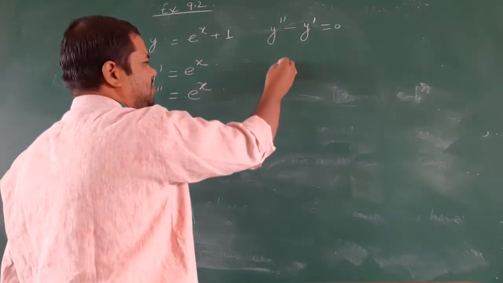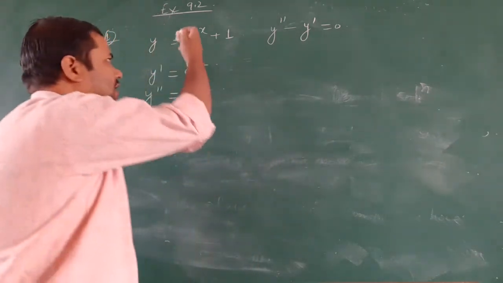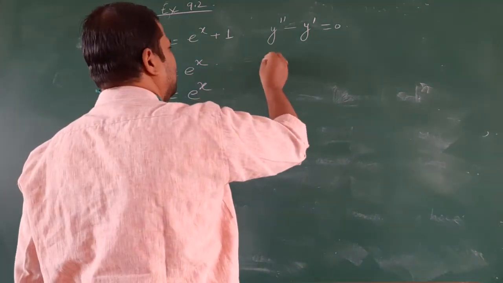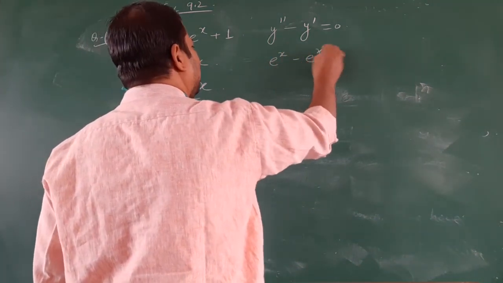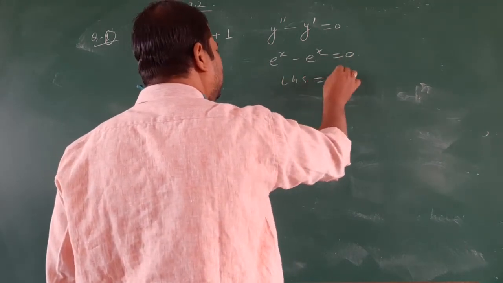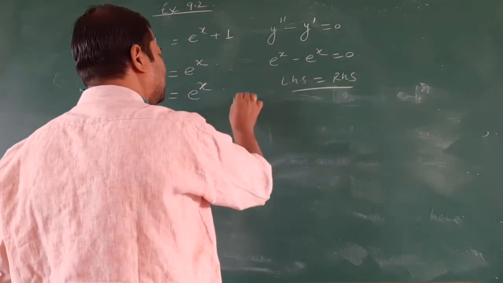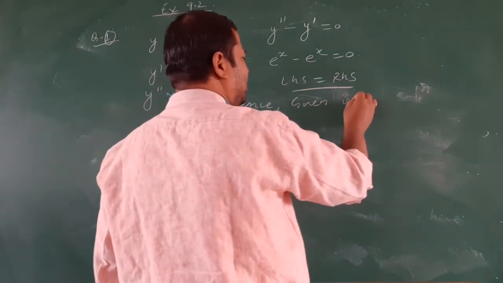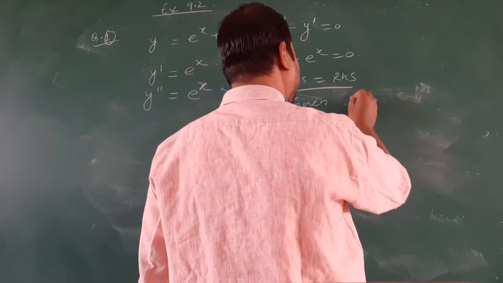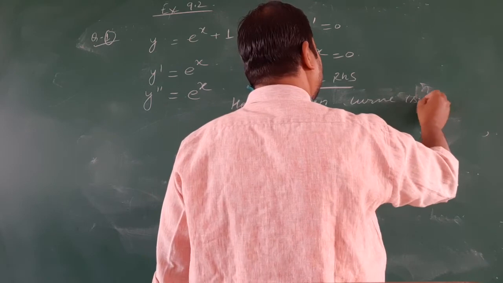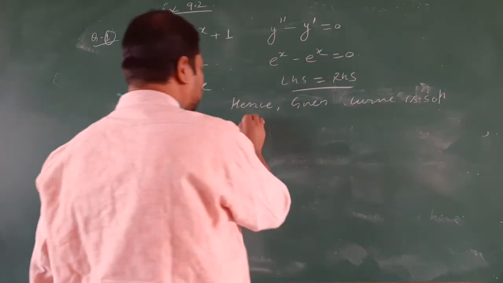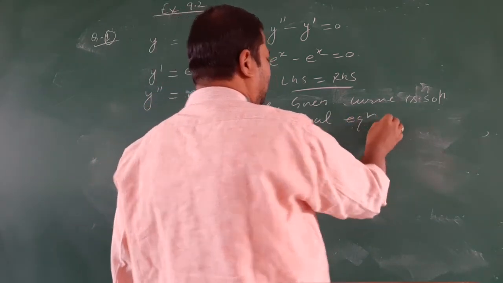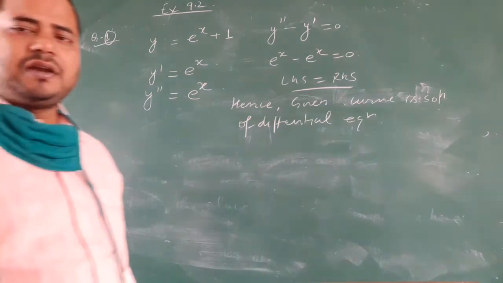So put it in this equation. If it is satisfied, then this particular value of y is the solution of the given differential equation. So put it here: e power x minus e power x, this is 0. So LHS is equal to RHS. Hence the given value of y, the given curve, we can say the curve is a solution of the differential equation. If it is not, then it is not a solution of this particular differential equation.